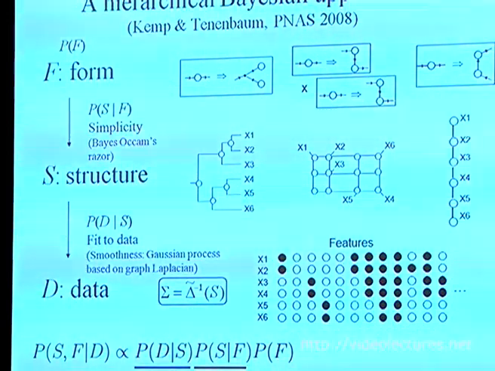There's kind of a Bayesian Occam's razor in the probability of a graph structure given a form, which tends to prefer simpler forms. For example, a flat cluster structure is the simplest, a chain structure is a little bit more complex but simpler than a tree, and so on.